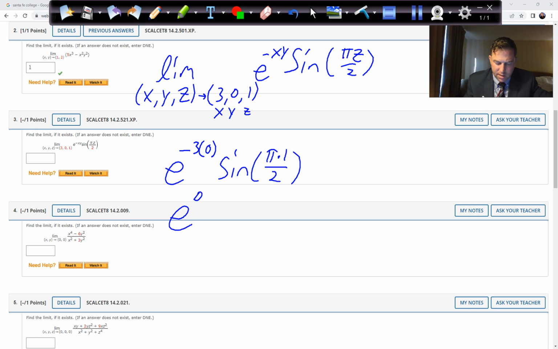This gives us e to the 0 times sine of pi over 2. E to the 0 is 1. Sine of pi over 2, if you look at the unit circle, sine of pi over 2 is also 1, so this equals 1 again.